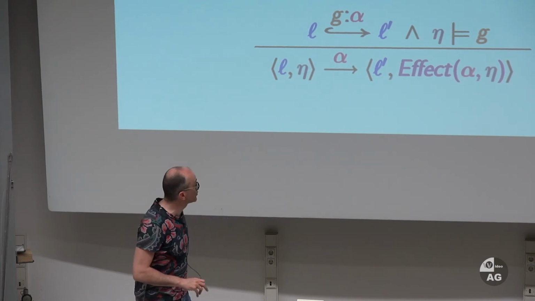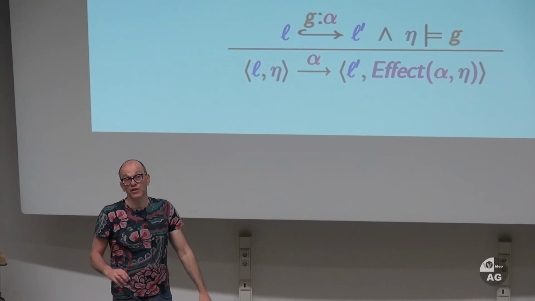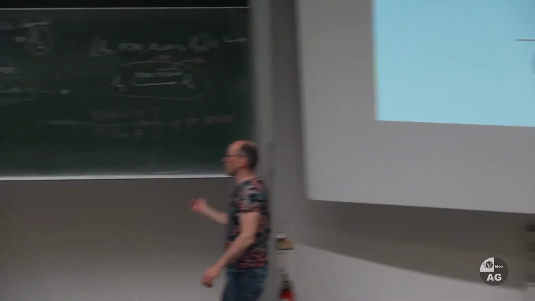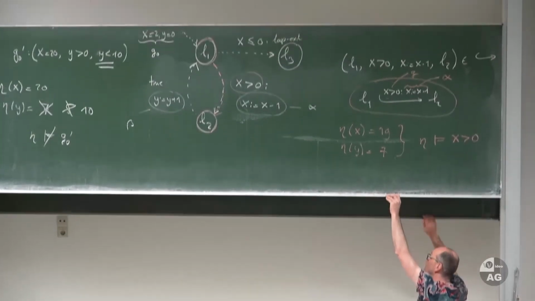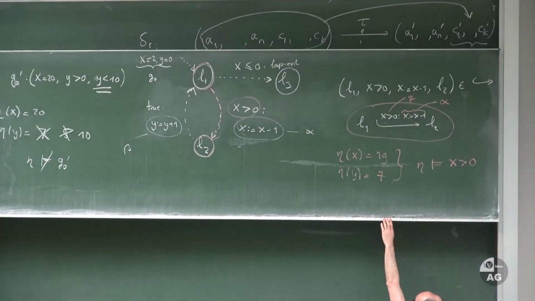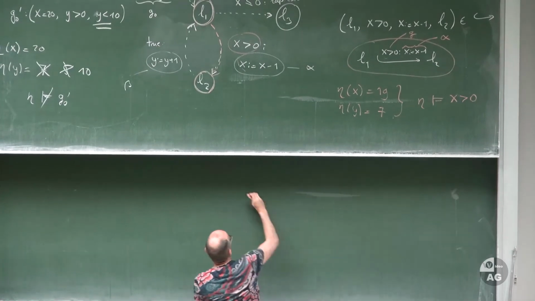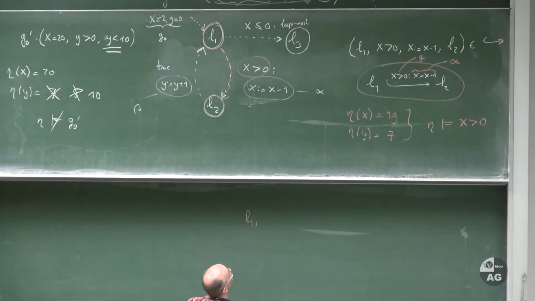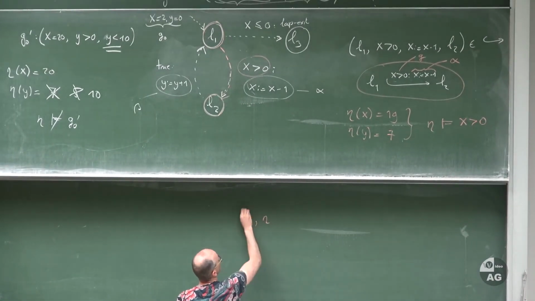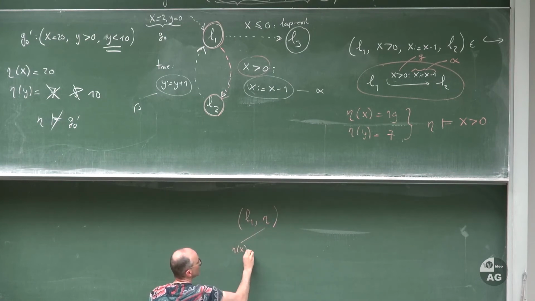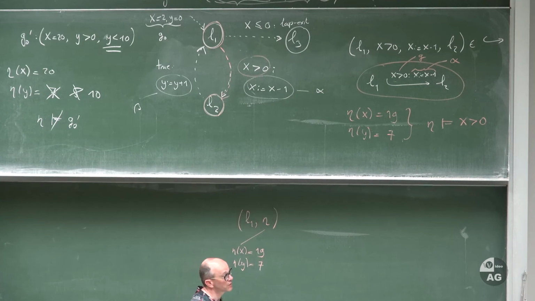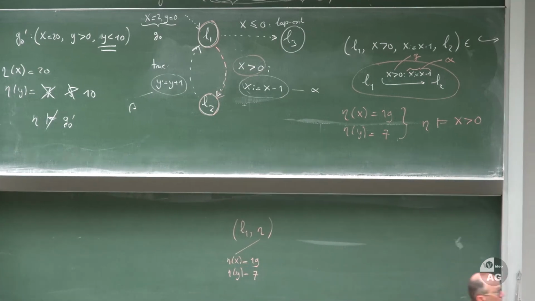What does this condition tell you? Now I'm going to have a state in my transition system. So now I'm going to look at my transition system. The transition system tells you, you are currently in a state L1. You currently have an evaluation eta. The evaluation that I told you there, that eta of x is 19, eta of y is 7. Good. So this is what I have here.